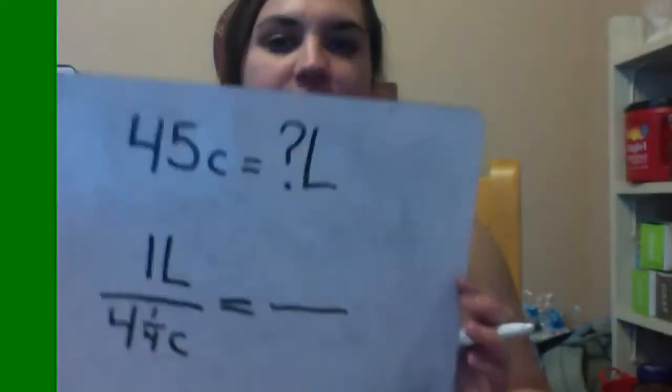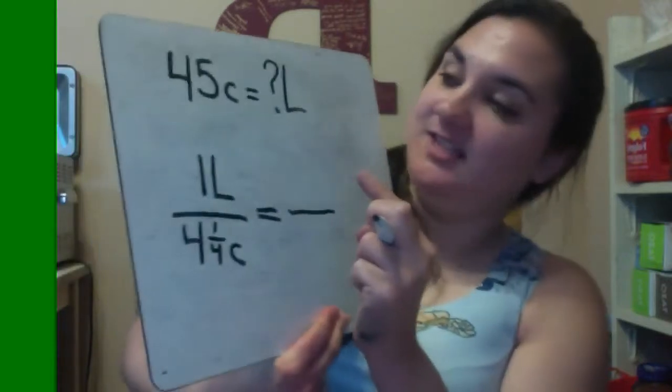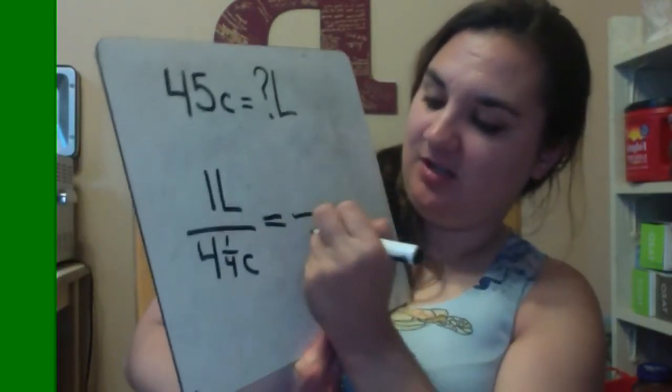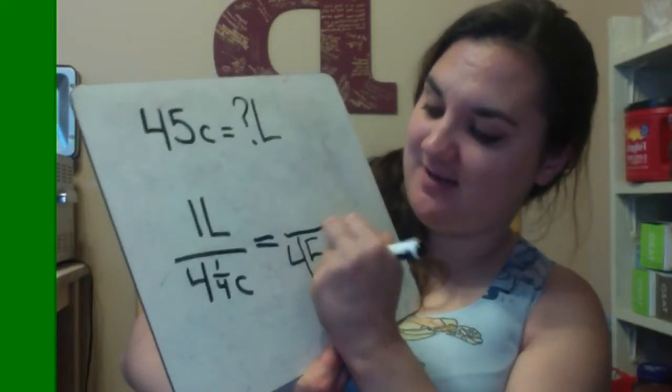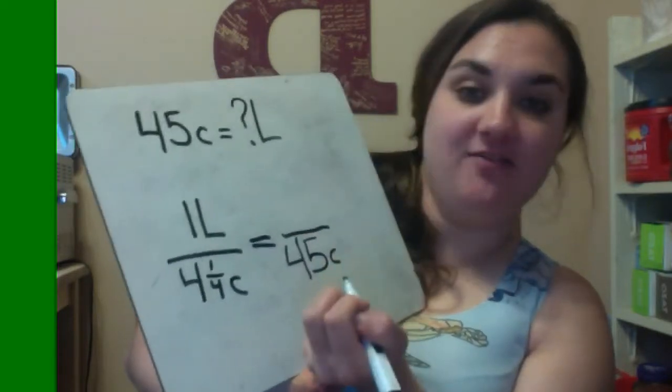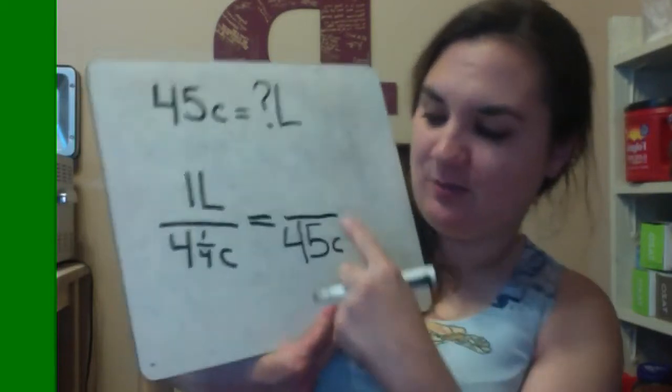I don't have it memorized, but 1 liter is equal to about 4 1/4 cups. So I'm going to set this up in my proportion. Now I'm looking: do I know cups or liters? In this situation, I know cups. So I'm going to show you something really tricky now. Are you ready for this nonsense? So I have 45 cups because I'm keeping cups with cups, liters with liters.